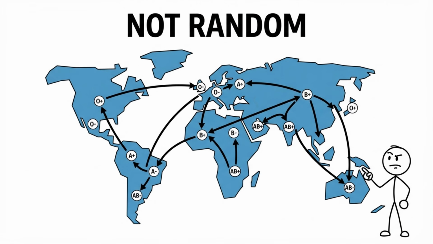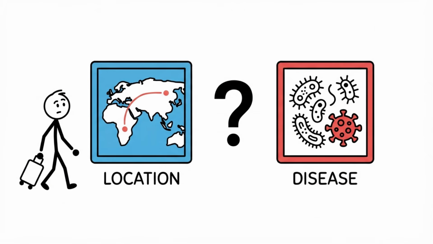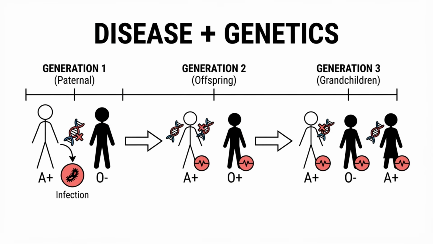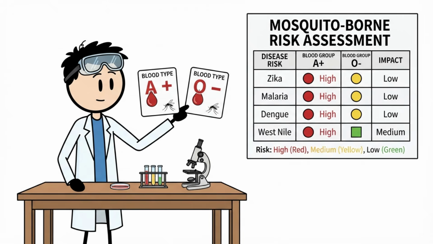These patterns are not random. Human migration helped spread genetic variants across continents. But geography was only part of the story. Disease also shaped human genetic history. One famous example involves malaria. Researchers have found associations between blood group traits and malaria risk.